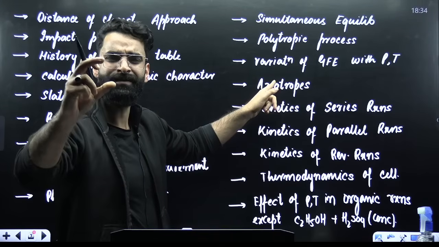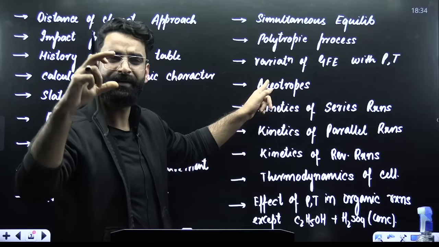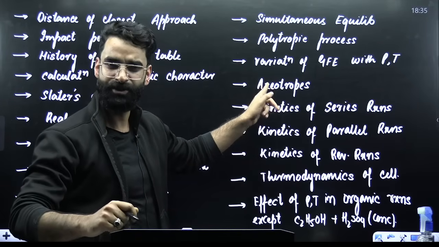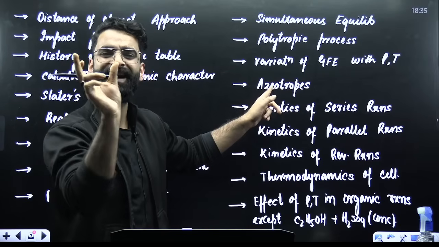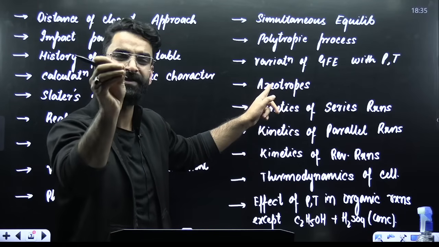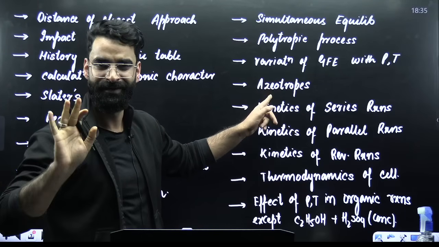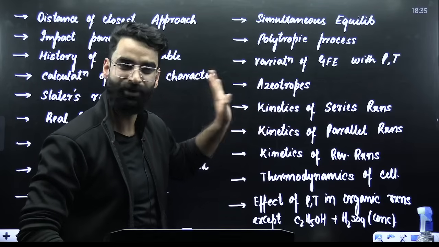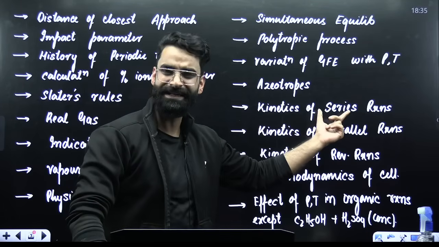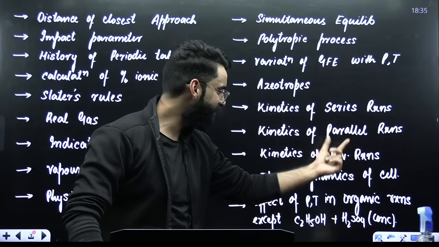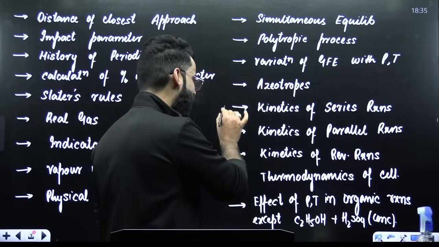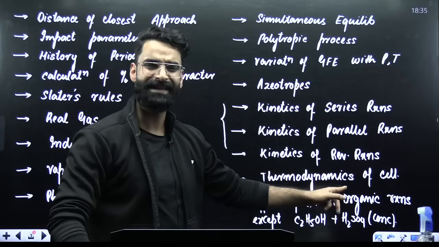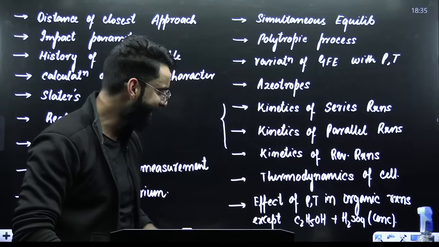Azeotropes. There is one small paragraph given in NCERT when it comes to azeotropes. Just read that paragraph and remember that one example of azeotrope which is given in NCERT, that HNO3, 68% HNO3, right? That is more than sufficient. Similarly, kinetics of series reactions, kinetics of parallel reactions, kinetics of reversible reactions, you can avoid them completely. Thermodynamics of the cell, right? No need to go into the details of it.